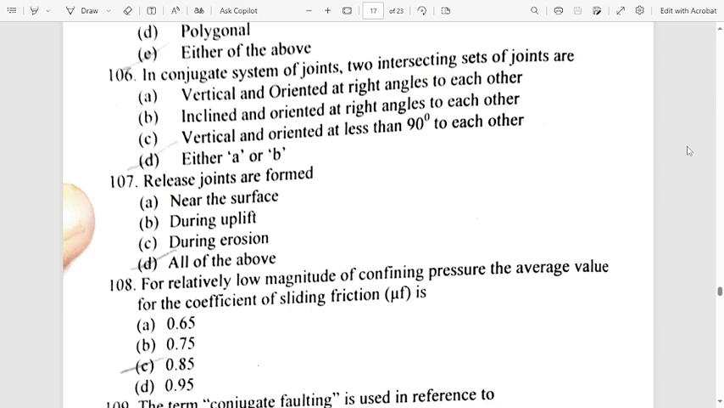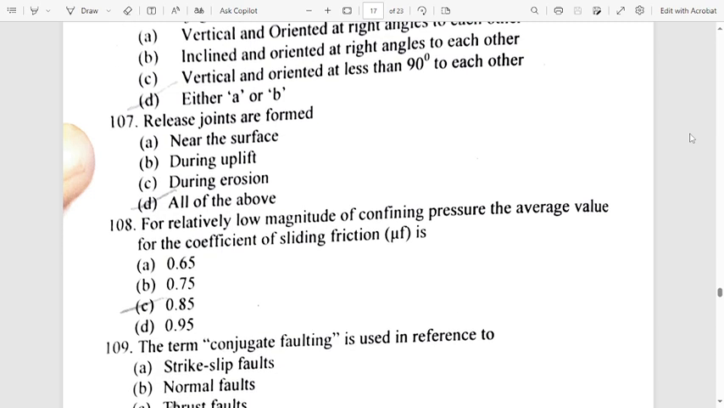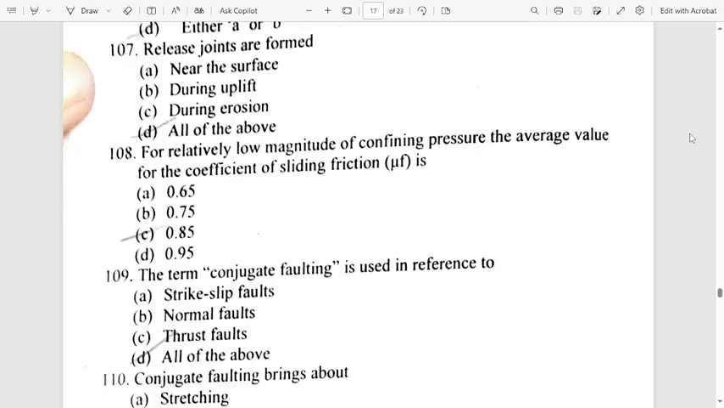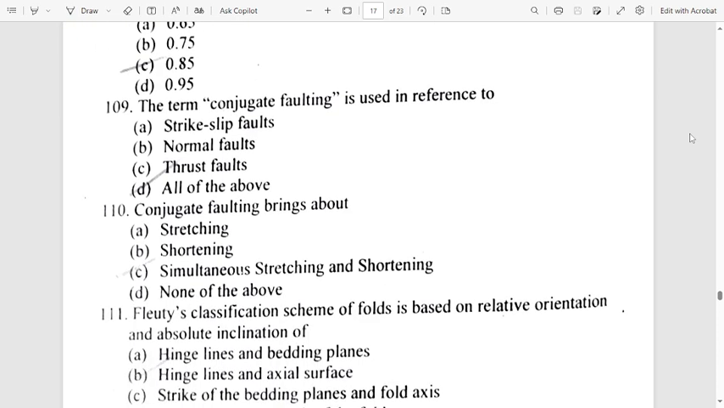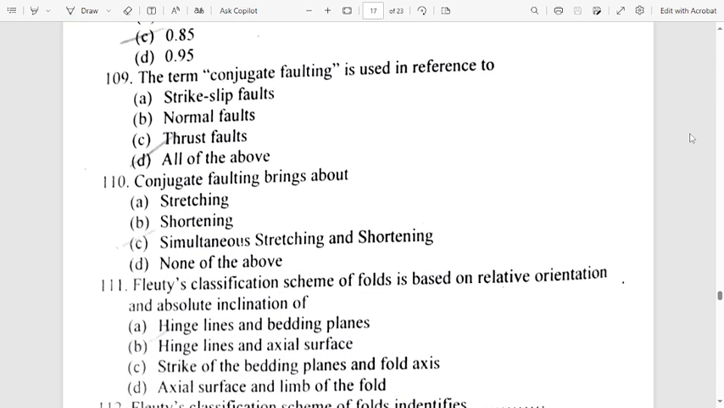For a relatively low magnitude of confining pressure, the average value for the coefficient of sliding friction mu f is 0.85. The term conjugate faulting is used in reference to strike slip faults, normal faults, thrust faults. Conjugate faulting brings about simultaneous stretching and shortening.